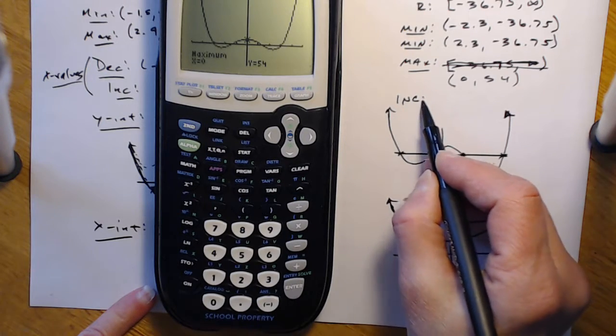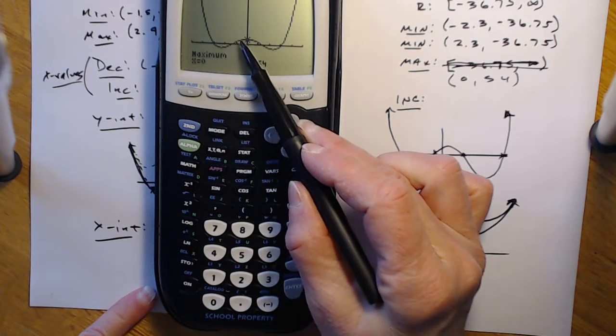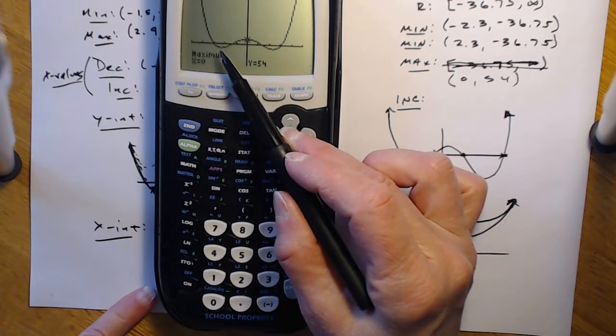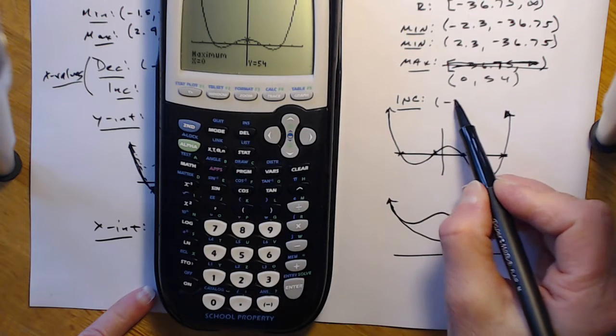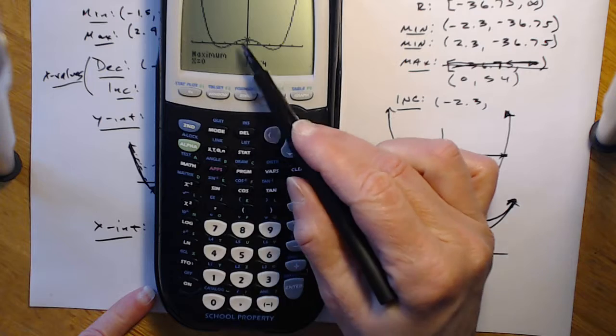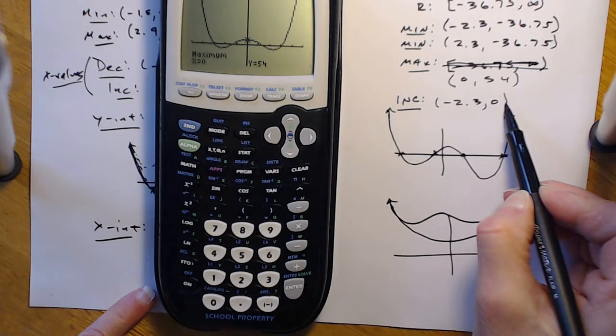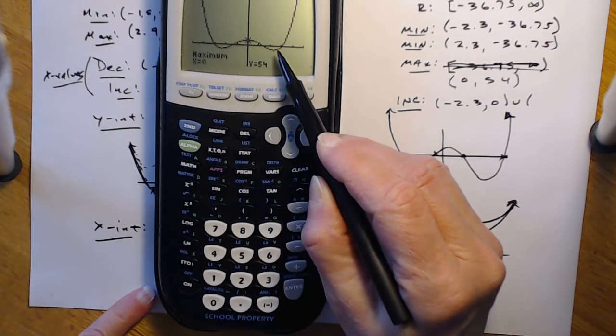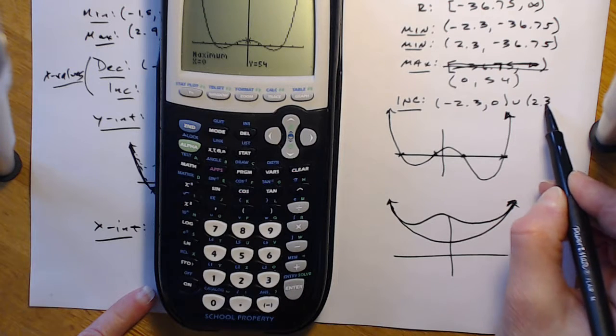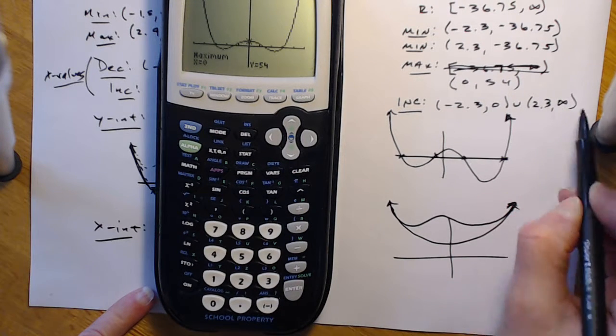Again, I can see that it goes up in 2 places. It goes up here, and then it goes up at the end. So starting at this minimum, which remember was at negative 2.3, till the max, which is at 0, and then after the second minimum, it starts to go up and continues to go up forever.